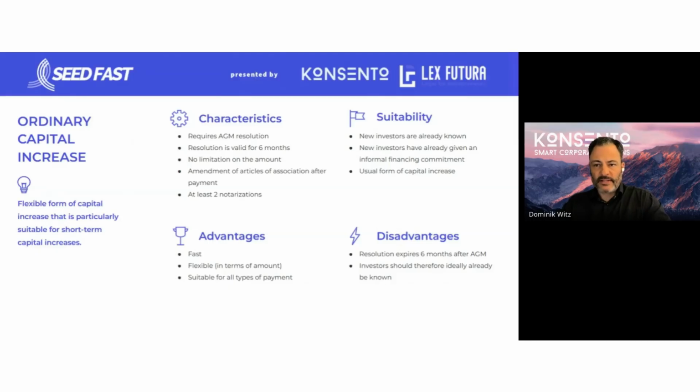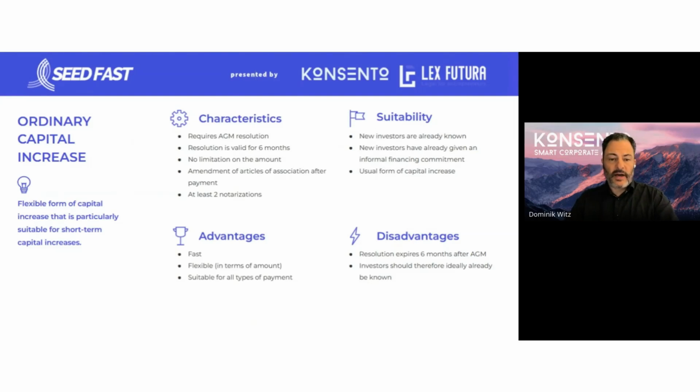It's very fast. The AGM takes the resolution and you can onboard the investors right after that and then close the financial round. And it's also very flexible in terms of the amount. As I said before, it's the only form of capital increase according to Swiss law that does not have a legal limit of the amount you can raise.